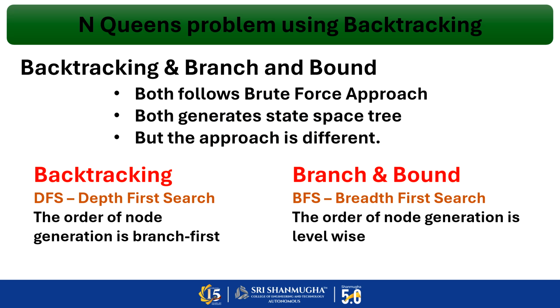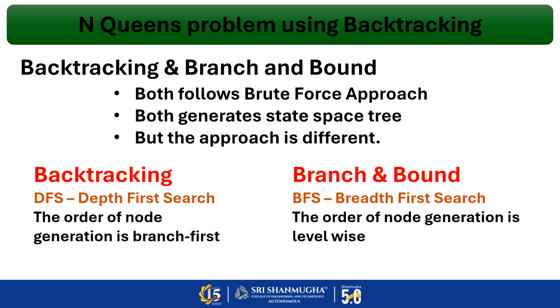Now let us compare backtracking and branch and bound. See, both follow the brute force approach. Both will generate a state space tree. That is, in order to solve a problem, we will construct a state space tree. Using the tree only, we will be solving the problem. That means in both the backtracking method as well as the branch and bound method, we can construct the state space tree. But the approach is different. What is that approach? In backtracking, we are applying DFS, depth first search. That means starting from the root node, I will be generating it branch wise.